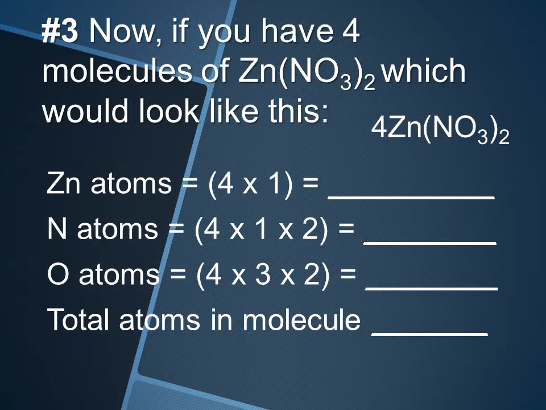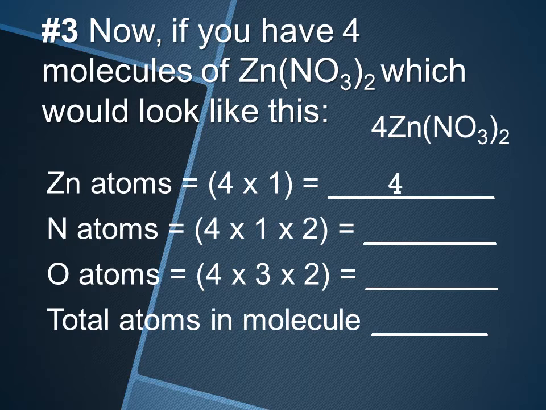See, before we had zinc and we had 1 of them, because this 2 only goes for the stuff inside there. Now we have a 4 outside here for everything. So we take 4 times the little 1. So we have 4 zinc atoms.